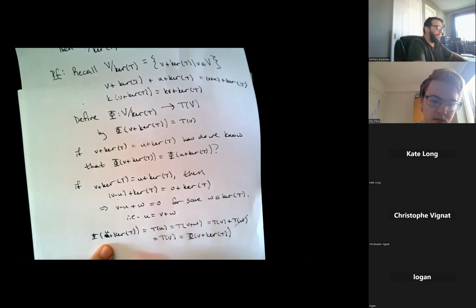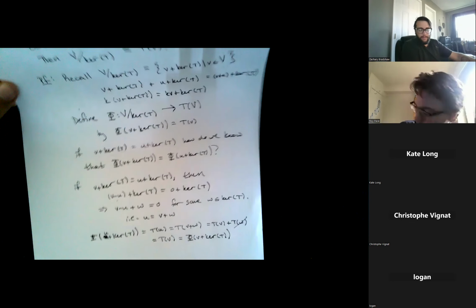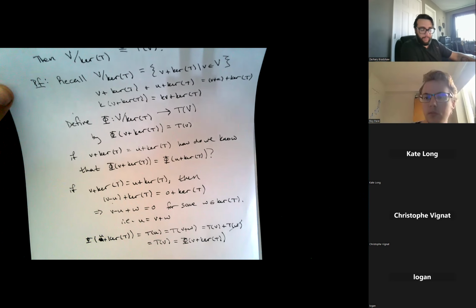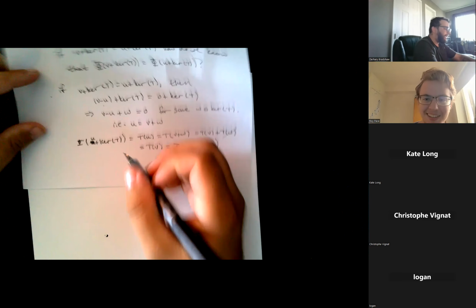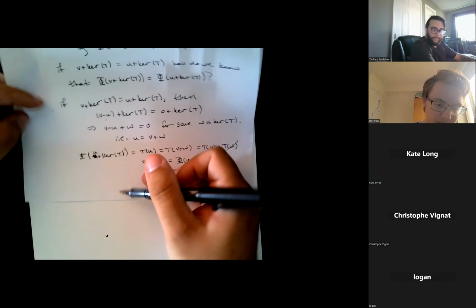And so, indeed, if u plus kernel of t is equal to v plus kernel of t, then they get mapped to the same thing. So we do have a well-defined function. We're not cheating here. Okay. So now we have to check a few things. We need to check linearity, and we need to check that this thing is a bijection.